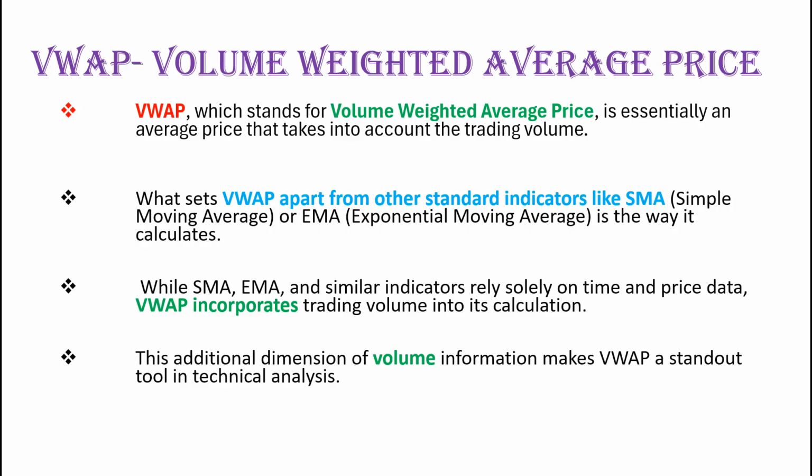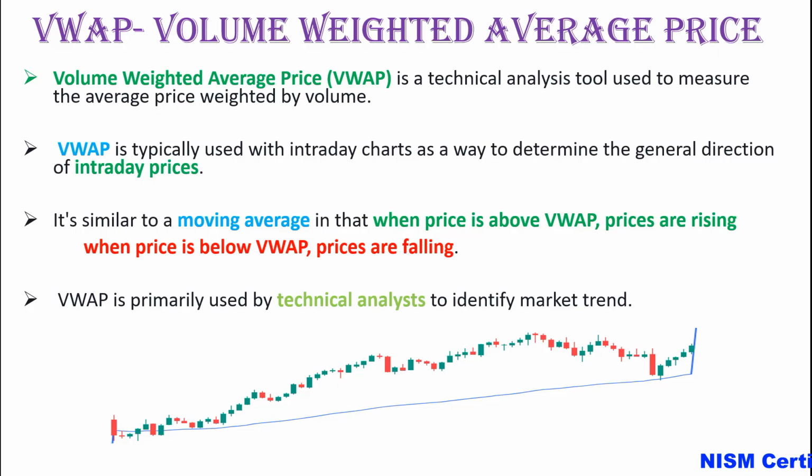While the SMA, EMA and similar indicators rely solely on time and price data, VWAP incorporates the trading volume into its calculation. That is why VWAP is more important and it gives us the confirmation to enter into the trade. This additional dimension of volume information makes VWAP a standout tool in technical analysis. Okay. Next, VWAP is a technical analysis tool that is used to measure the average price weighted by the volume.